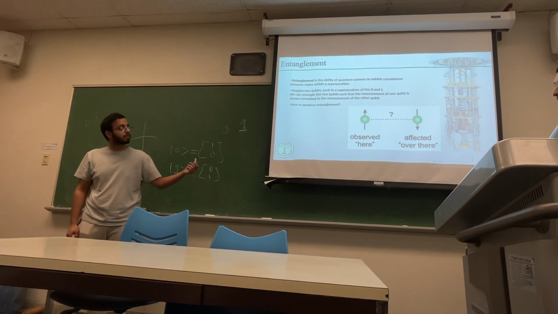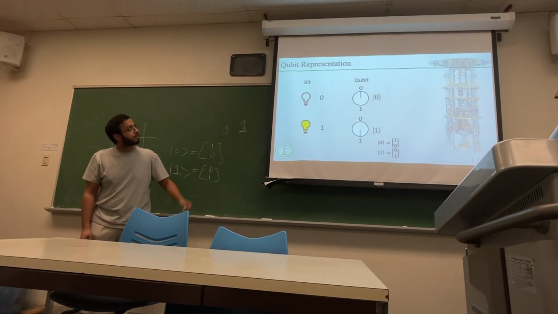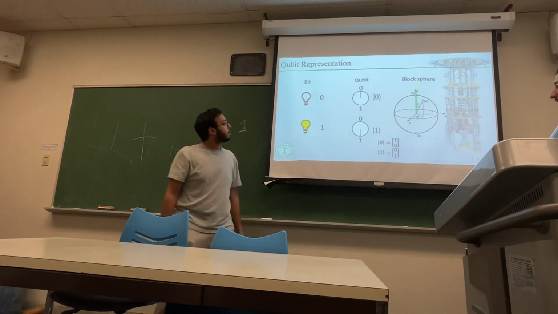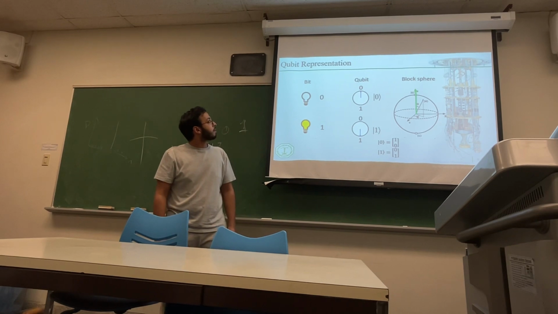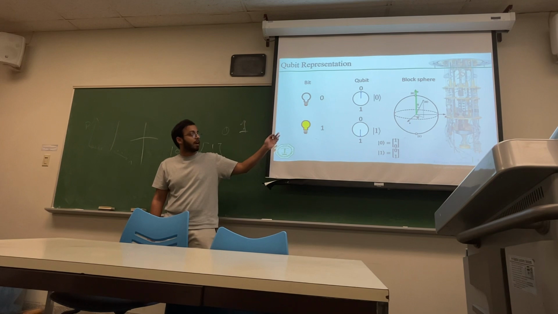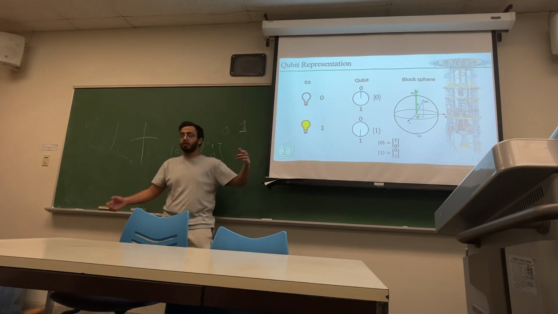As for the qubit representations, I think we went over that. So the bits are 0 and 1. The qubits are a probability between the two.